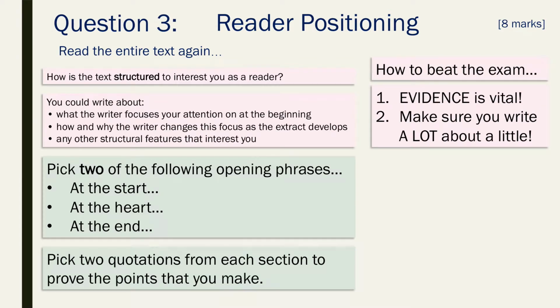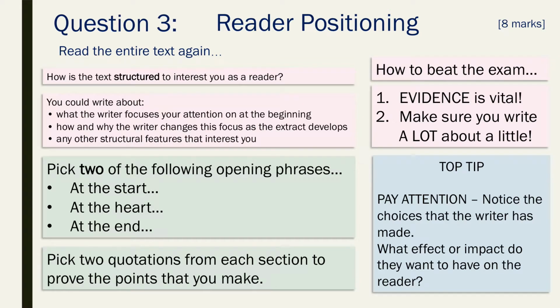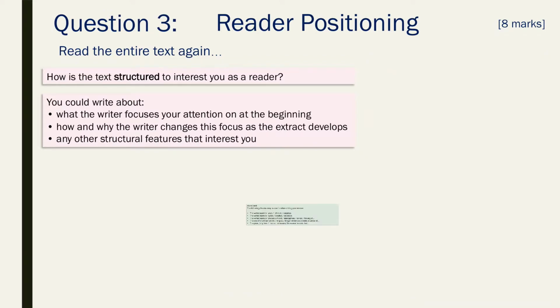So you should be picking 2 of those and then 2 quotations. That's 4 quotations in all, and then you provide lots of evidence to support your points. So remember, pay attention, notice the choices that the writer has made. What effect or impact do they have on the reader? Now you have to understand, nothing is by accident, everything is on purpose. So if the writer shifts tone or changes the linguistic style or approach, then that's there for a reason. You need to make a point about that.